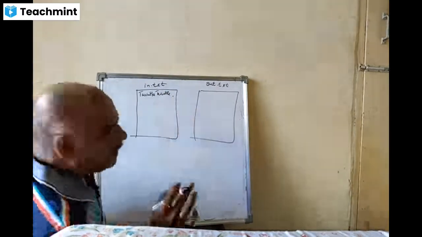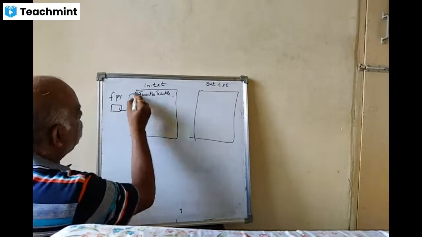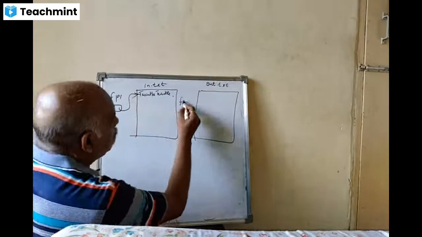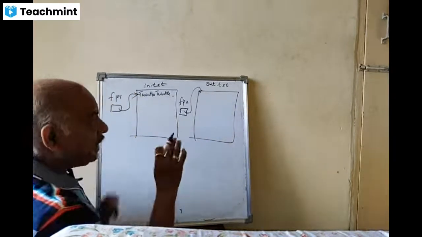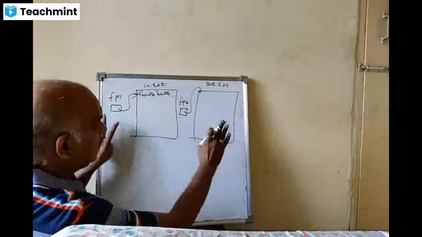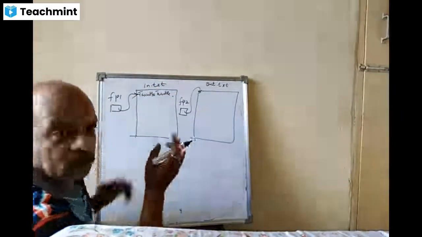FP1 is one file pointer and FP2 is another file pointer. I have to create this and transfer this data to the other file. How to create this and transfer this data to this file? Write a program for that.